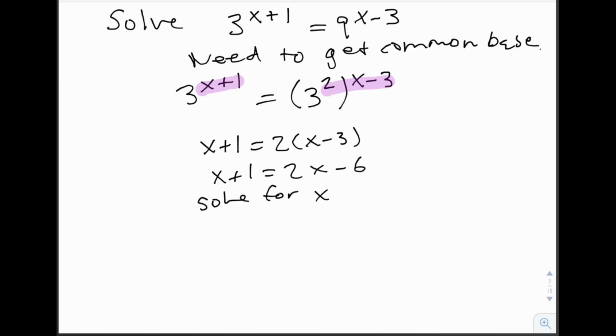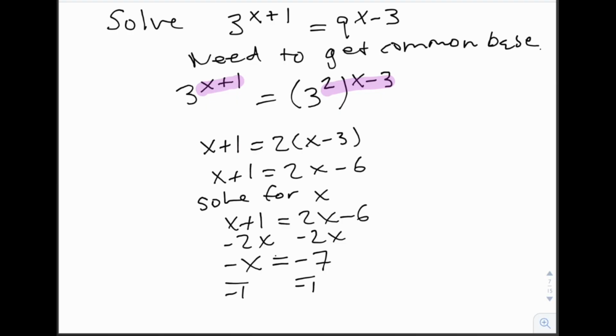Well, we can subtract the 2x over to one side. So let's subtract 2x. That will now get us a negative x. And then we can subtract that 1 over to our right hand side. So in other words, this will get us negative 7 on our right hand side. So we have a negative x is equal to a negative 7. So we can divide by negative 1. So x is going to be equal to a positive 7.